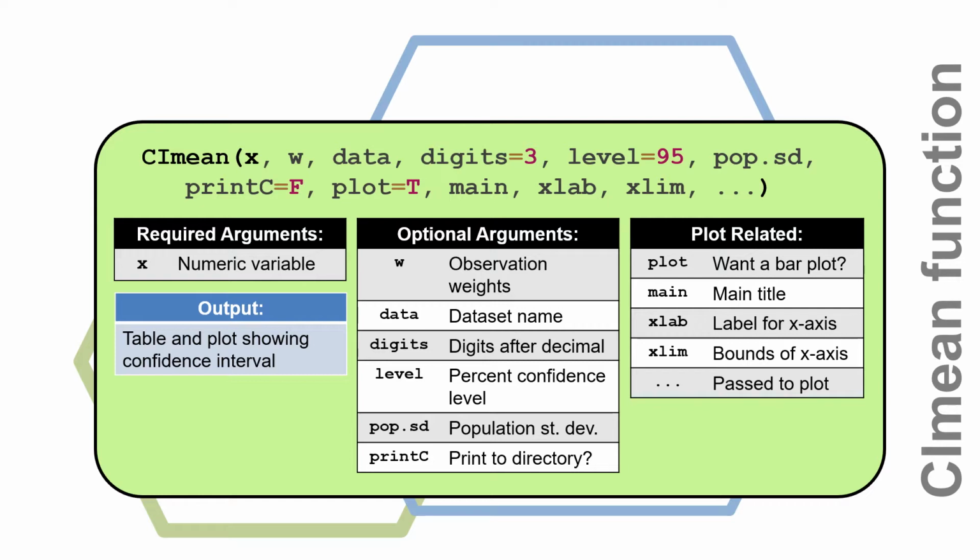The CImean function can also show the confidence interval of a sample mean on a plot. You can fine-tune that plot using the CImean's main, xlab, and xlim arguments.